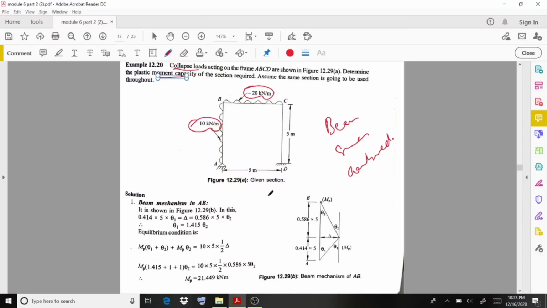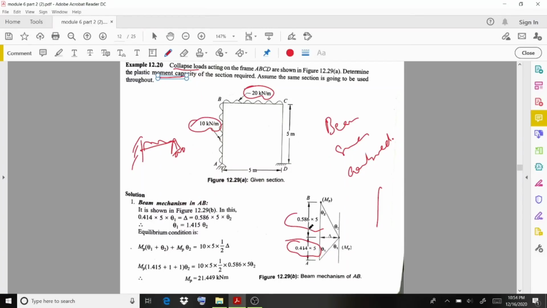Moving on to the beam mechanism, if you consider this AB portion, you can observe that the figure is going to be in this way, a propped cantilever actually, with the UDL acting. We already discussed that case: if a UDL is acting over a propped cantilever beam, the plastic hinge will form at a distance of 0.414 L, and the remaining distance is going to be 0.586 L. Here L represents the span length, that is 5 meter in this case.